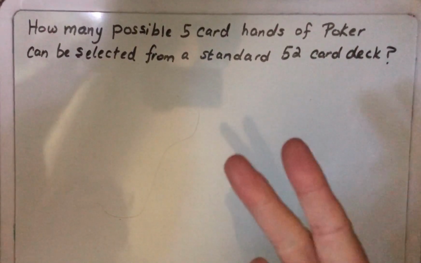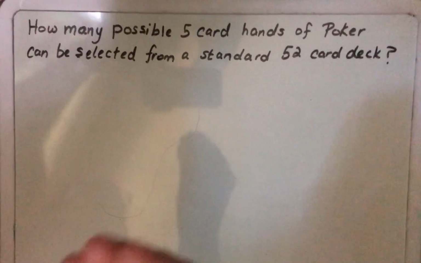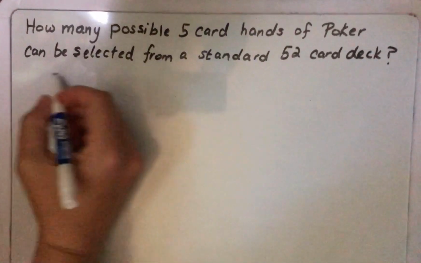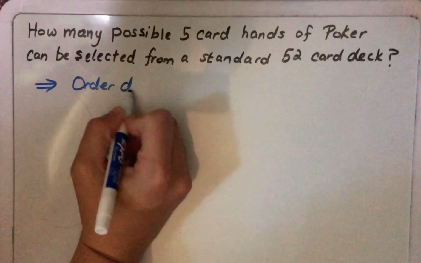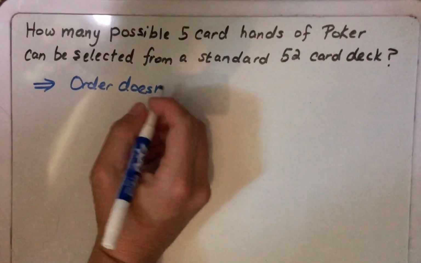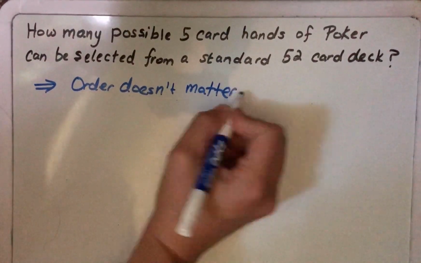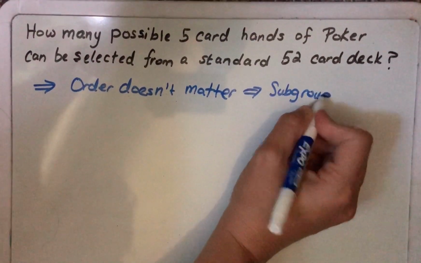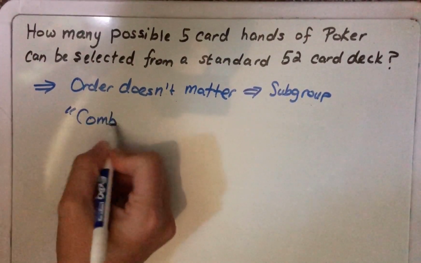It doesn't matter if I get a king, queen, jack, in that order, or if I get a jack, queen, king, as long as they're in my hand. So since order doesn't matter, this is a combination. Whenever order doesn't matter, and we're wondering how many ways can I select r items from a group of n, so a subgroup, kind of like when we're choosing a committee, right? This is what we call a combination.